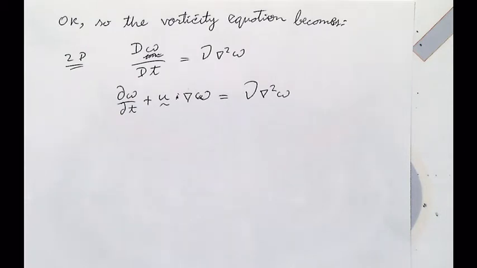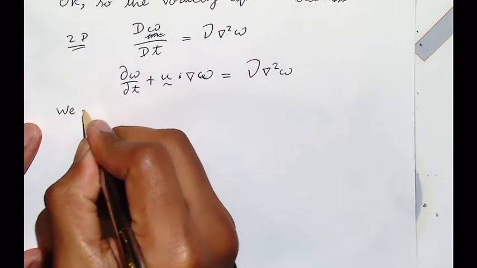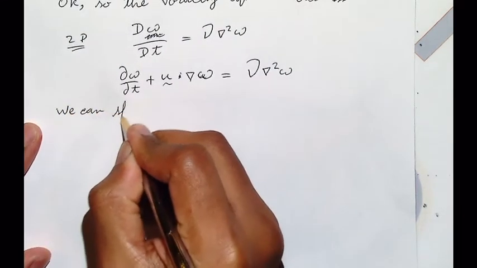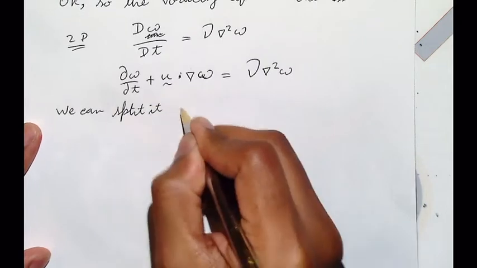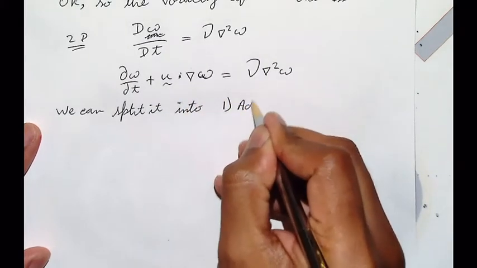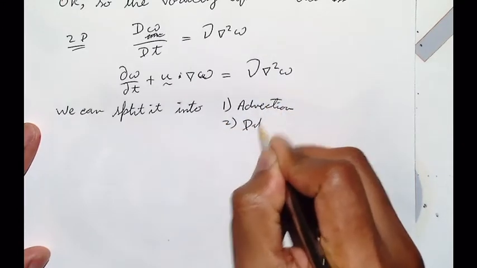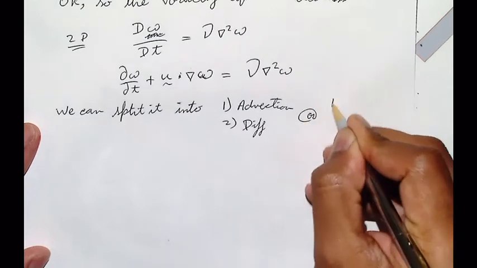Remember we were talking about the momentum equation. There were many, many terms in there. But we said, no, we don't want to look at all the terms simultaneously. What do we do? Splitting. We usually split these things, right? So we can split it into first advection, then diffusion, or first do diffusion, then advection.